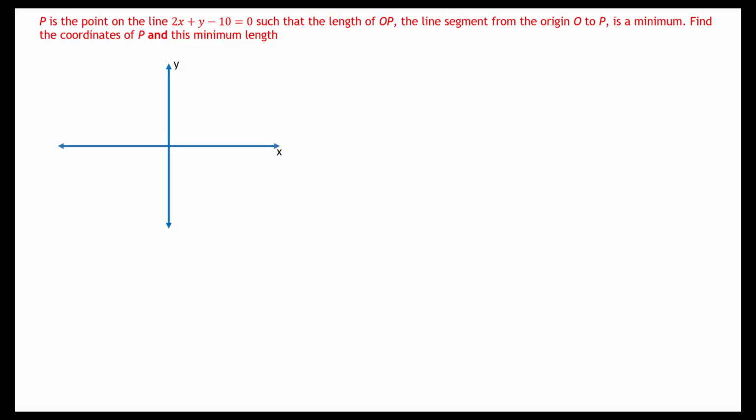Okay, so I got this question sent to me. P is a point on a given line such that the length of OP, which is the line segment from the origin to P, is a minimum. Find the coordinates of P and this minimum length. So what we're basically trying to say is, we've got this line, right? This 2x + y - 10 = 0.